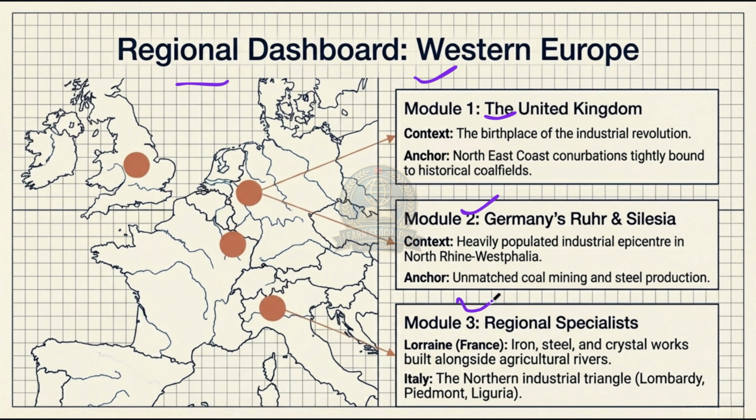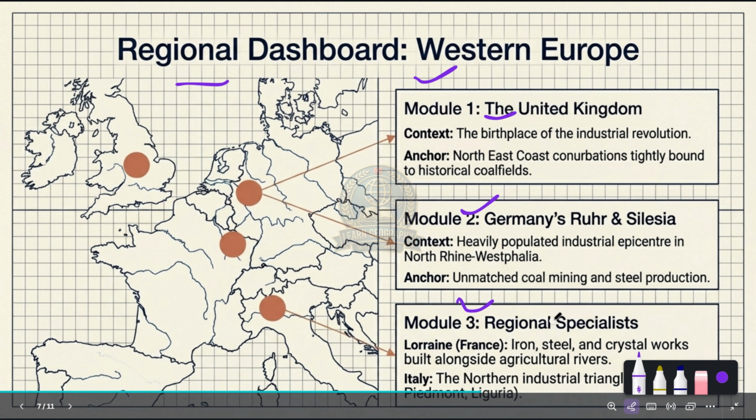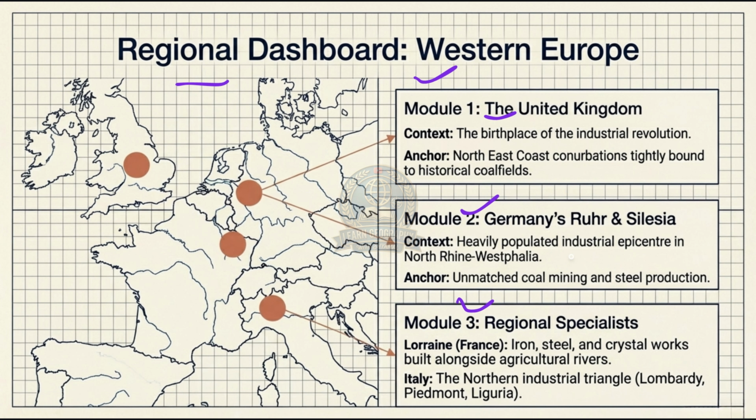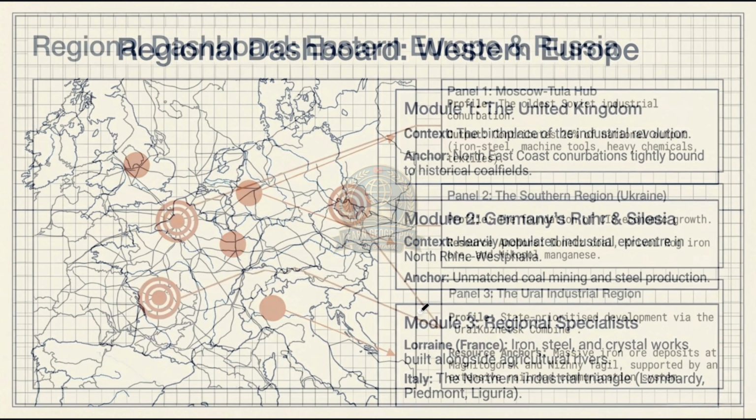Then three regional specialists: iron, steel and crystal works built alongside rivers. Italy, in the northern industrial triangle, Lombardy and Piedmont and Liguria. Okay, these are three basic main industrial regions in Western Europe: United Kingdom, Germany's Ruhr and Silesia, then Lorraine in France and Italy.